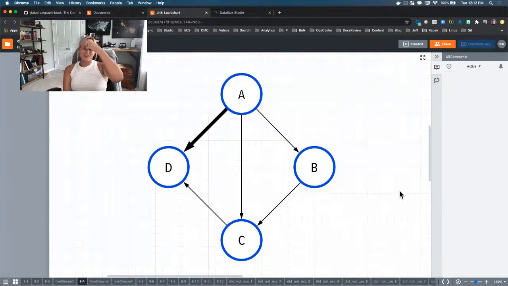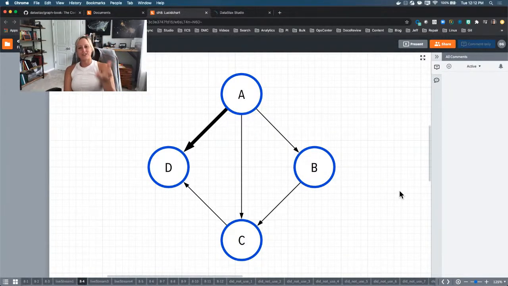But anyways, when you're thinking about shortest paths, if we were to write Gremlin code to walk from A to D and use the path step, we would get all three options.